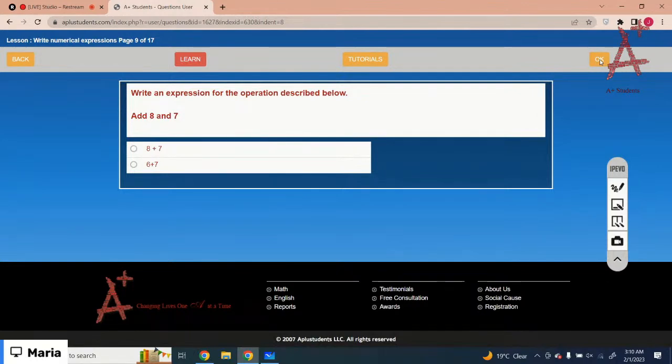Okay, add 8 and 7. So which is the correct option? Add 8 and 7. So it is option number 1. Got it? Just add them.